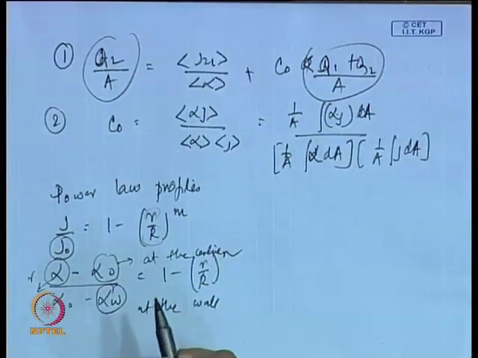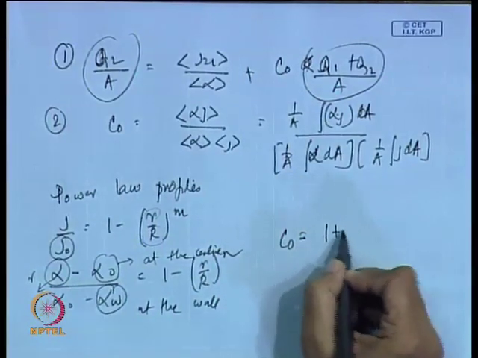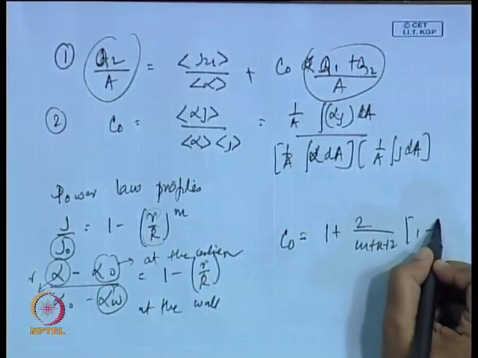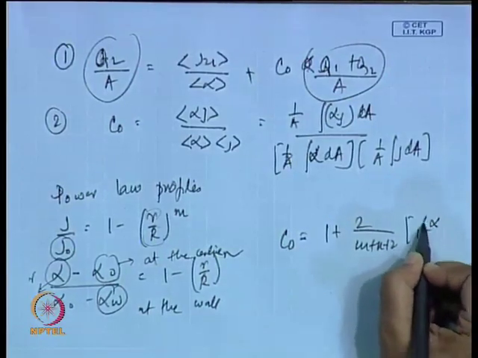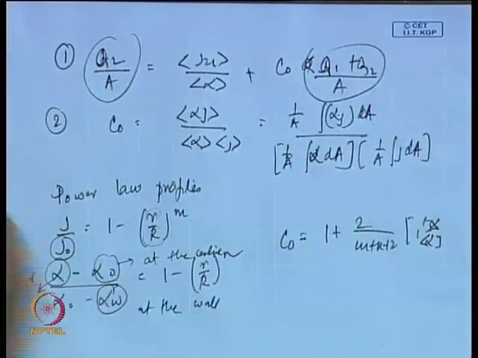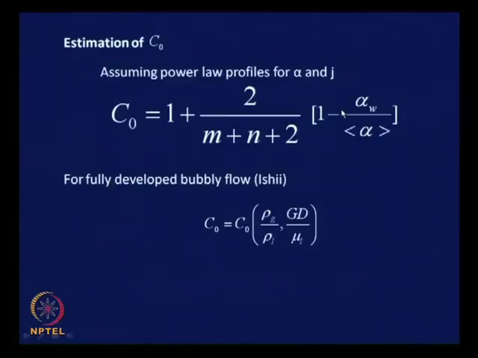So, for such a situation, C0 can be given as 1 plus 2 by m plus n plus 2 into 1 minus alpha by alpha. Okay. I have already written this down in the PPT. If you observe the PPT, you find that this particular C0 has been derived for power law profiles of alpha and j.